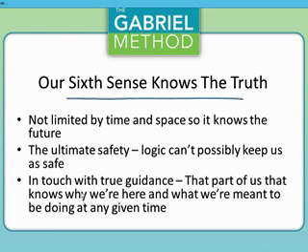As a result, our sixth sense knows the future. Why does our sixth sense know the future? Simply because the future is existing now. We just can't see it through our minds and our five senses. Our sixth sense can see the future. And because our sixth sense can see the future, our sixth sense is the ultimate safety. It's the ultimate safety. If you live predominantly through your logical mind, our logical minds can't possibly keep us safe.